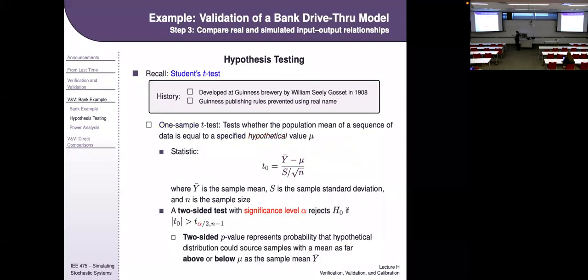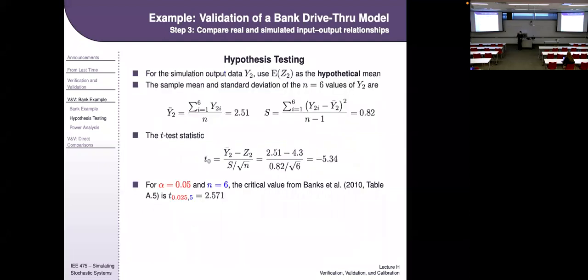We did already talk about all this a second ago. So now I get to calculate that t-value. My average from my sim is 2.51. My standard deviation from my sim is 0.82. So I calculate this t-statistic, and it's minus 5.34. Now, this was testing against a hypothetical null of 4.3.